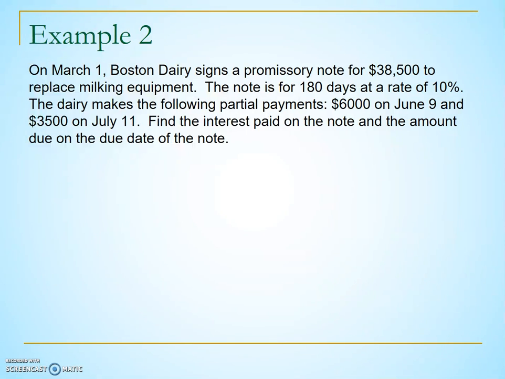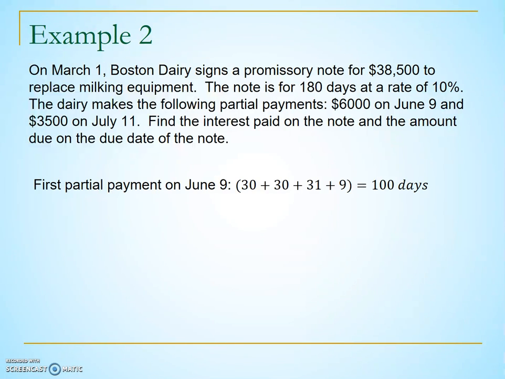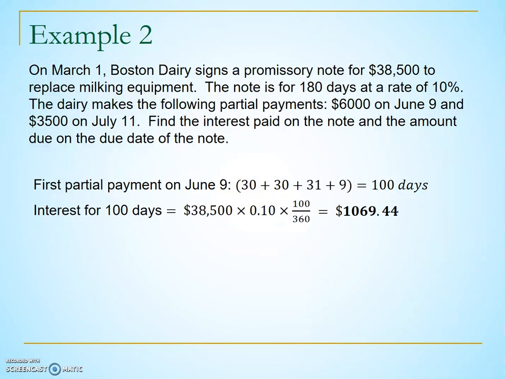We start with the first payment of $6,000 on June 9th, which is 100 days after the date of the note. The interest owed during this 100 days is $38,500 times 0.10, or 10% as a decimal, times 100 days over 360. $1,069.44 is the amount of interest owed.